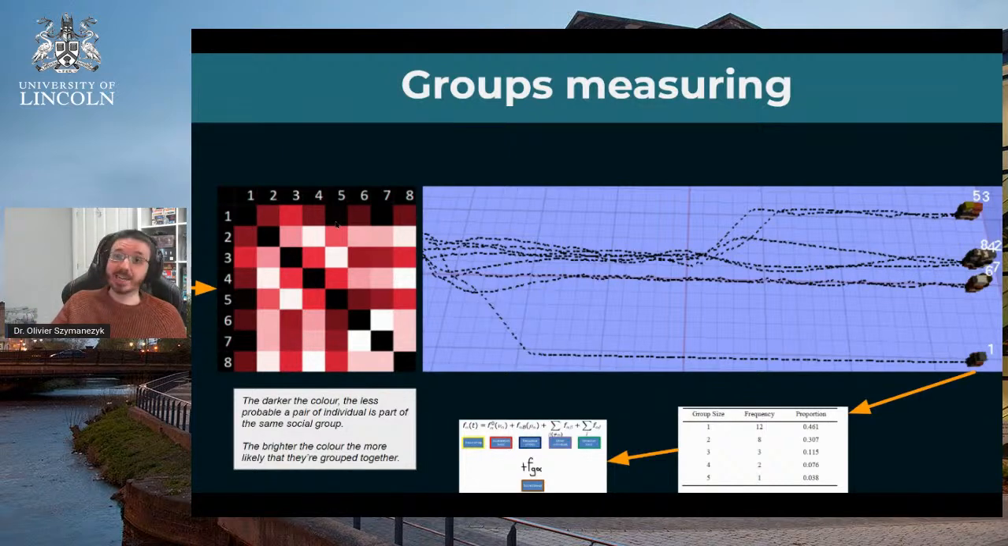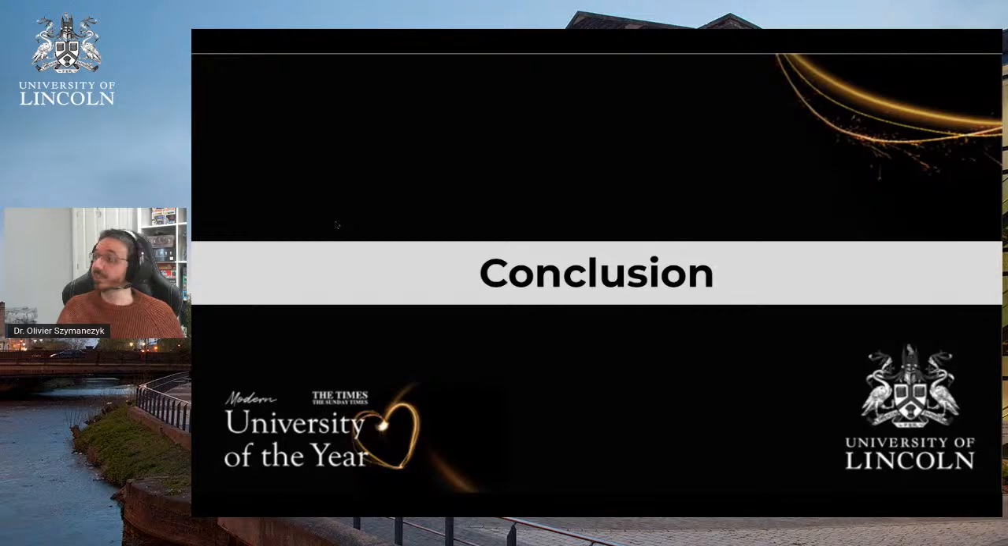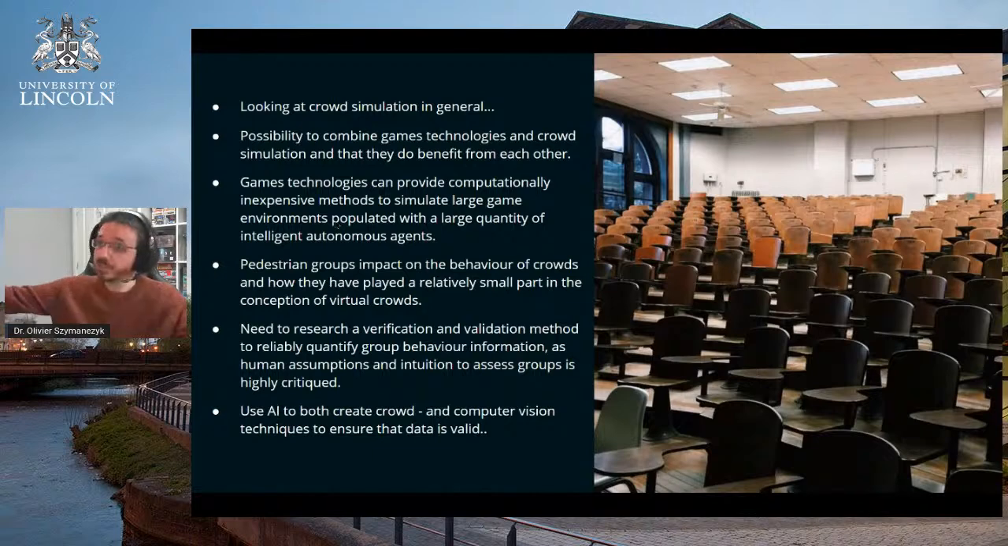And slowly, we're heading towards the conclusions. So what have I talked about for the last 15 minutes? I looked at crowd simulation in general. I looked at the problems that exist, the importance of crowd simulation, where it can be used, where it's still being used in architecture, video games. I looked at video games a lot. I looked at games development, games techniques that are out there that can be used for crowd simulation.